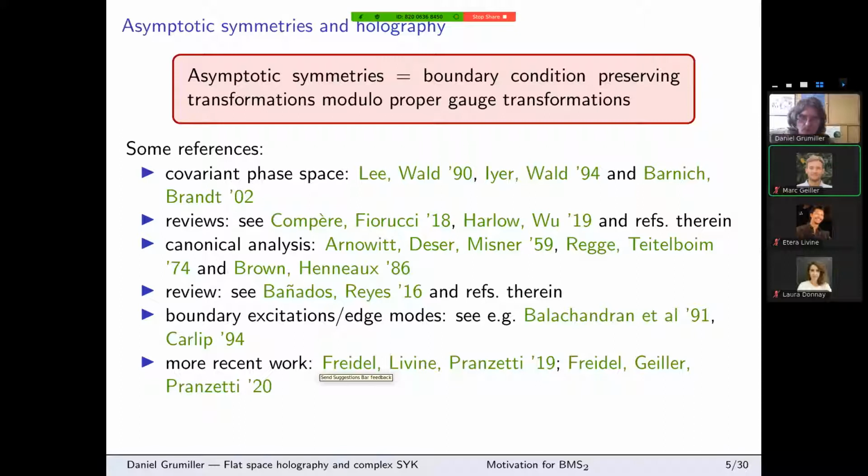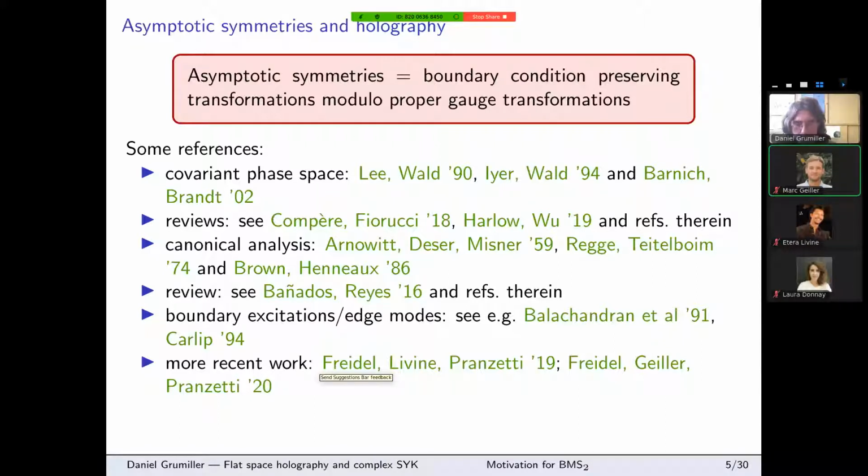And a related issue to asymptotic symmetries is the existence of boundary excitations or edge modes. In the context of gravity, they're also often called boundary gravitons. And these edge modes are a feature of gravity or gauge theories, particularly topological gauge or gravity theories, in the presence of non-trivial boundaries, for instance, in quantum Hall systems.